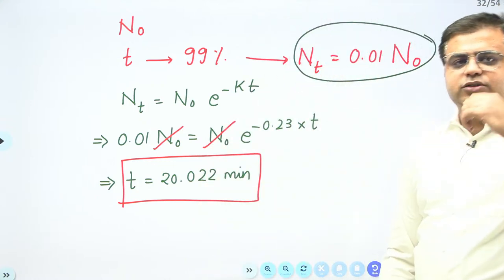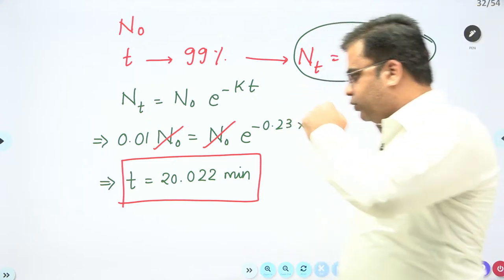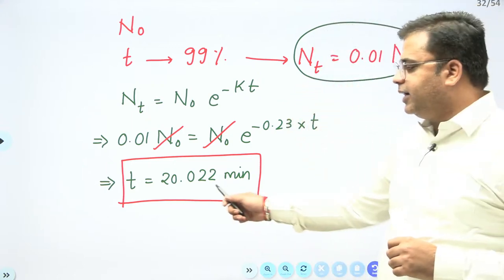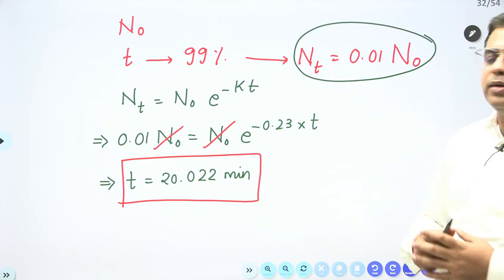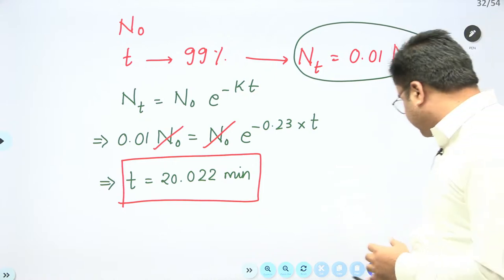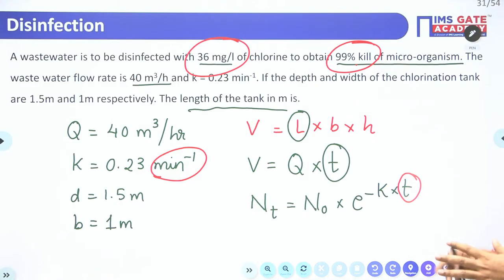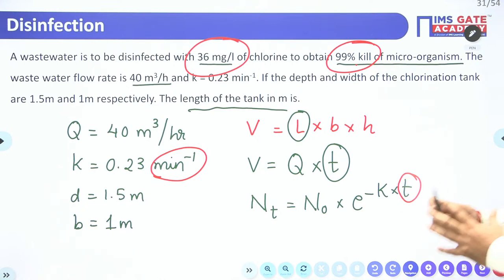It is 20.022 minutes. We have to consider these two values after the decimal also, for calculating accurately, right? So we have this time now.